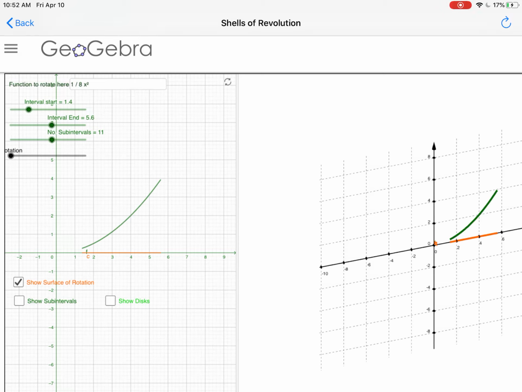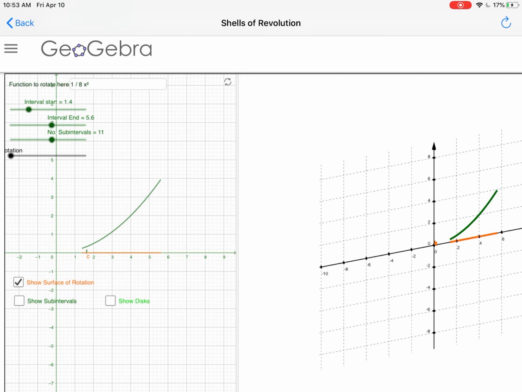We're going to take another look at solids of revolution. A solid of revolution is just when you take a graph and wrap it around a certain line to create a solid. A guy named Michael Cooper created this GeoGebra applet, and it's going to demonstrate what we're trying to do here.